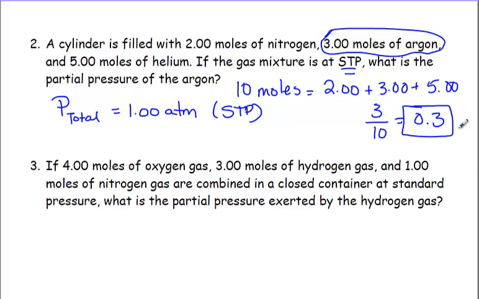If we want to know what pressure that contributes, we're going to multiply 1.00 atm times 0.3, which is the fraction of the total that argon takes up, and we're going to get 0.3 atm.